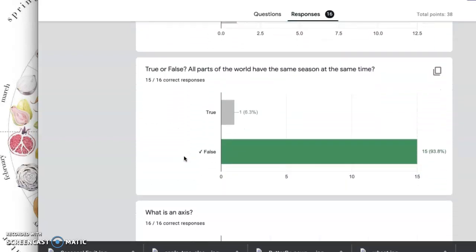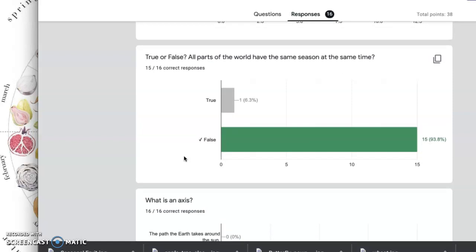Okay, true or false? All parts of the world have the same seasons at the same time. Remember that because of the Earth's tilt of the axis, the sunlight that we're receiving is different in different parts of the Earth. The amount of sunlight is what causes different seasons in different hemispheres.